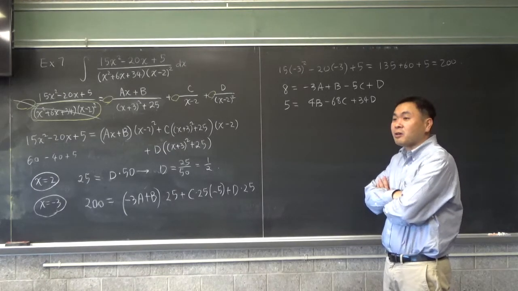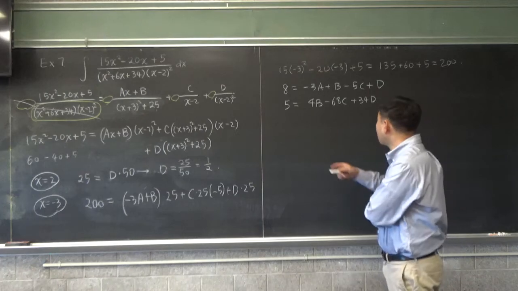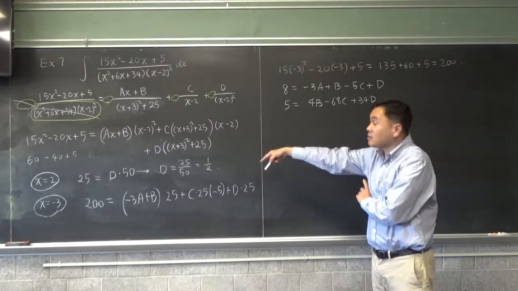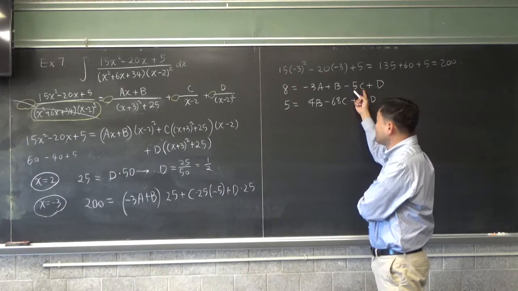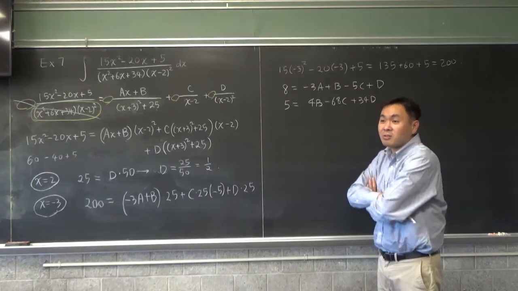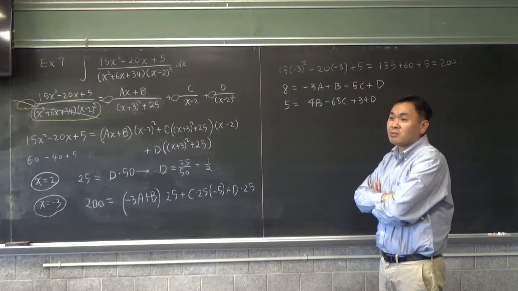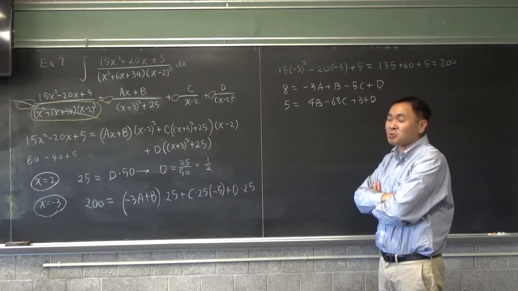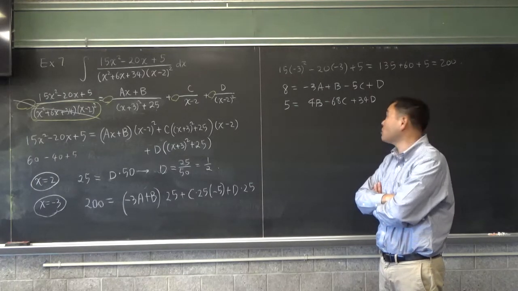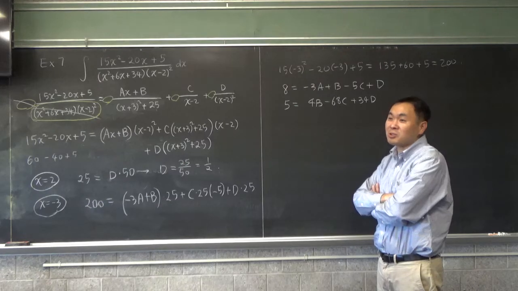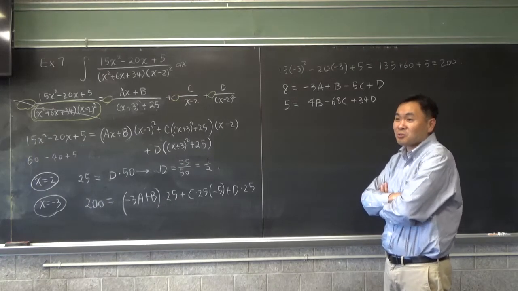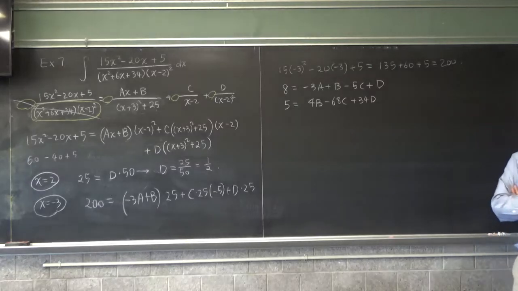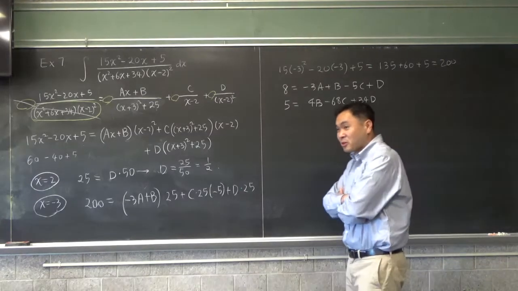How many unknowns do we have? No, we have A, B, and C. We found D, right? So we have A and B and C, but we only have 2 equations. We can make A equal to an equation with B and C. No, you don't understand. If you're solving a system and you have 3 unknowns, how many equations do you need? 3. How many do we have? 2, so you can't. We need another. In order to solve, you need exactly 3 in order to solve for 3. Okay?